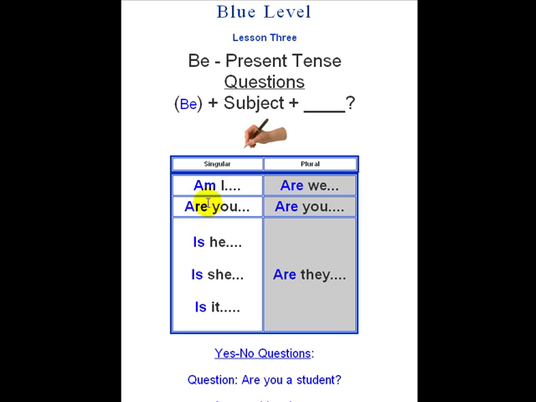Am I? Are you? Is he? Is she? Is it? Are we? Are you? Are they? These are in the question form. And if you make a yes/no question like, am I beautiful? The answer would be, yes, you are beautiful. We use the declarative form, you are beautiful. Okay?